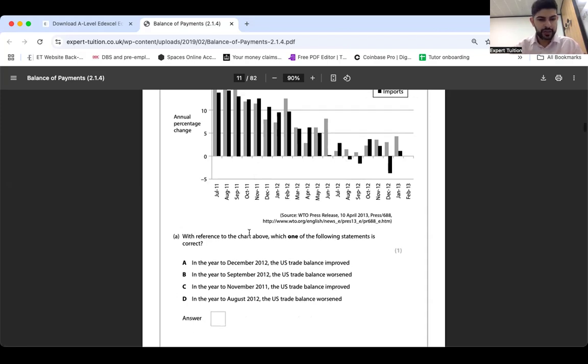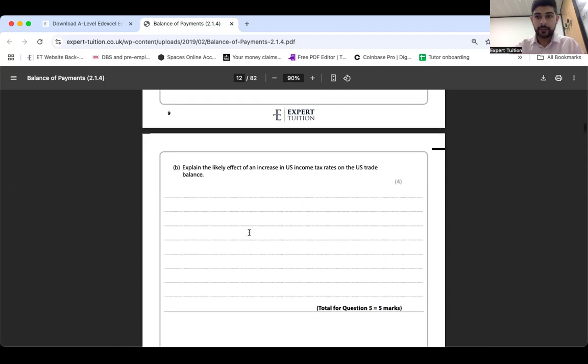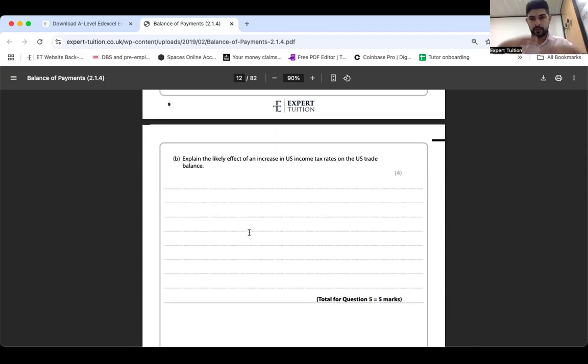Yeah. Last question of the booklet, I believe, of the section A's, and I'll do one quick overview of section B with you guys. Explain the likely effect of an increase in US income tax rates on the US trade balance. Okay, that's slightly different to what we've done so far. That's really important to understand. One of the things you would have learned about in theme two is conflicts between objectives. So ignore this question for a second.